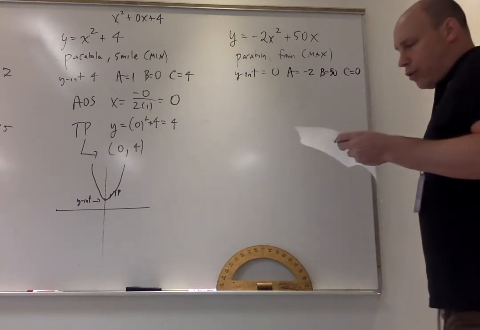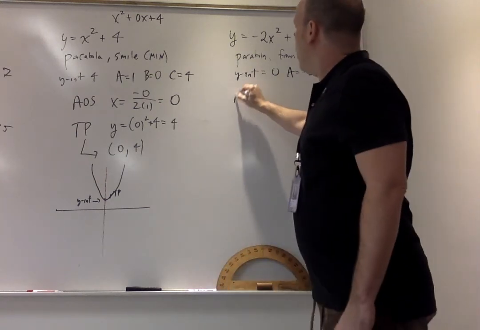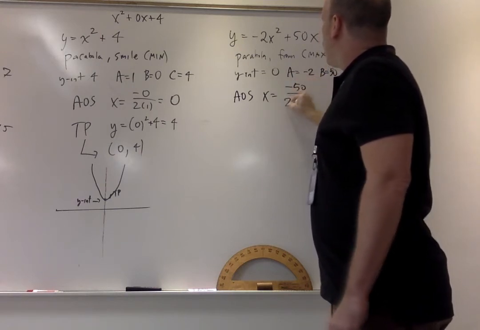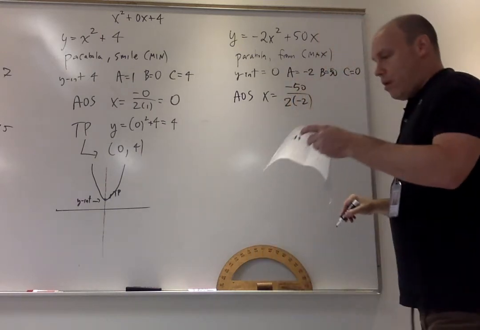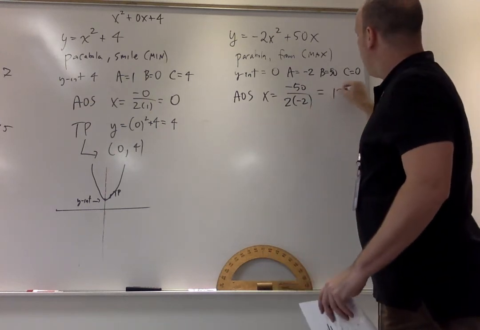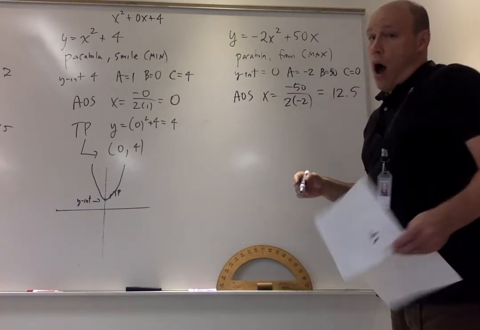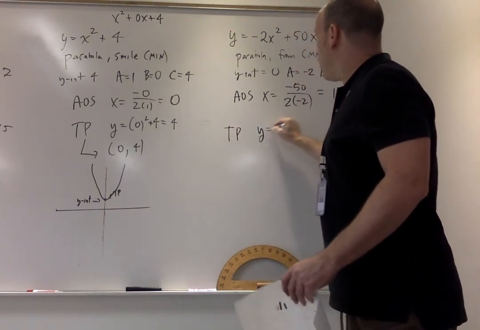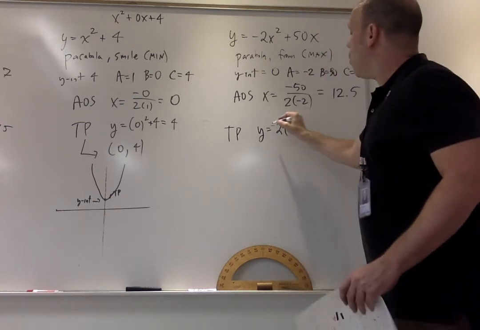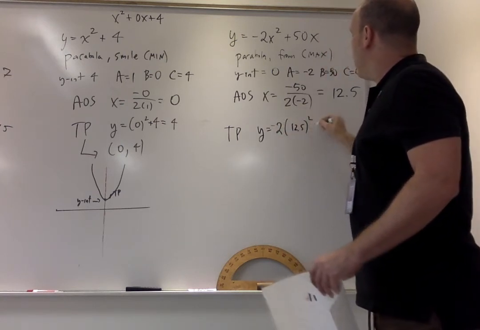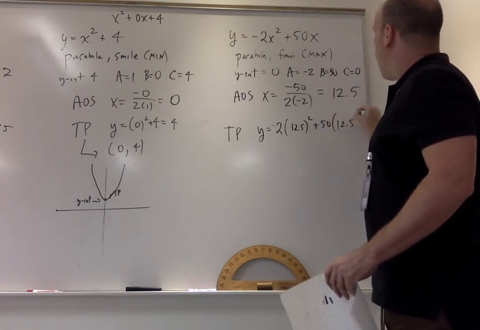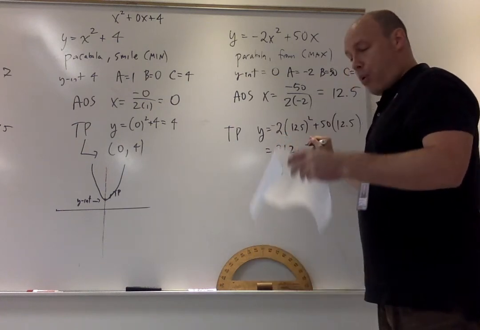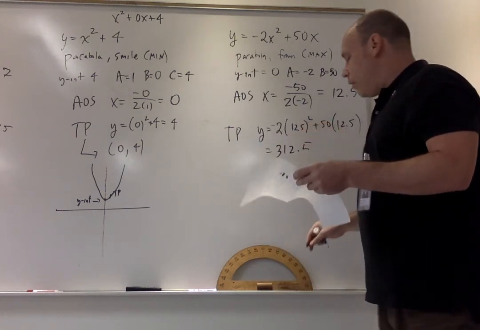Good. What else? Let's find the axis of symmetry. The AOS: x equals negative b over 2 times negative 2. That equals 12.5. Obviously, you need your calculator. So what's the turning point? Well, you plug it back into the original equation: negative 2 times 12.5 squared, plus 50 times 12.5. Final answer, 312.5.